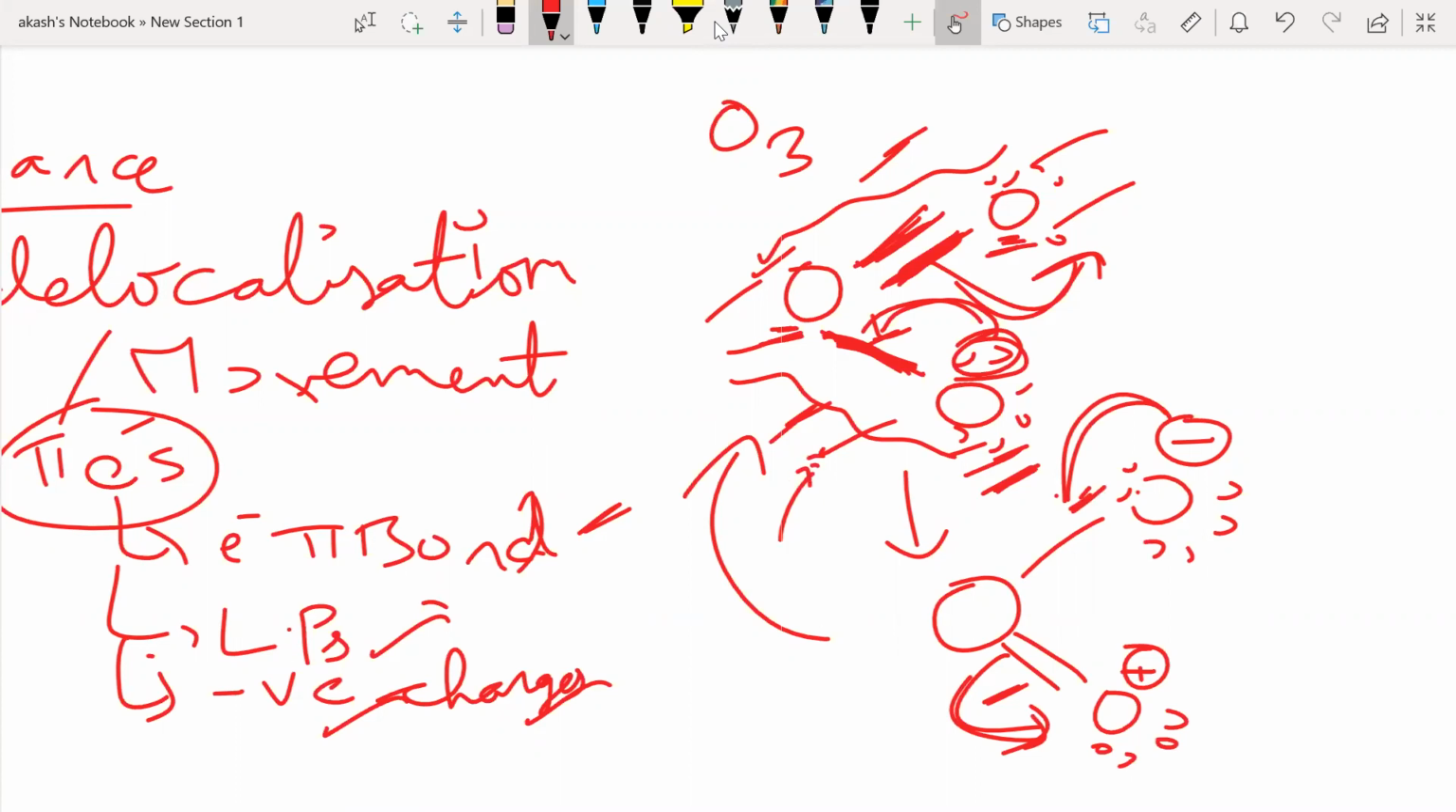So what do you see is this pi bond which I have here is actually shifting between these two oxygen atoms. This pi bond is moving. So I cannot represent the structure like this. If I represent the structure like this, that means the oxygen double bond will have a shorter bond length and the oxygen single bond will have a longer bond length. But what I see in reality is that both these bond lengths are the same.